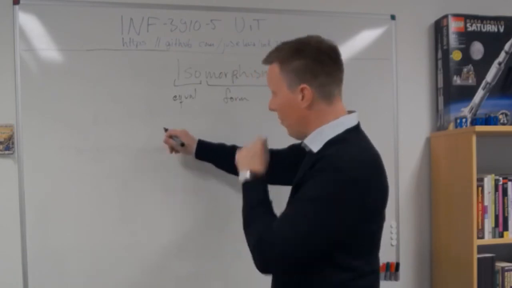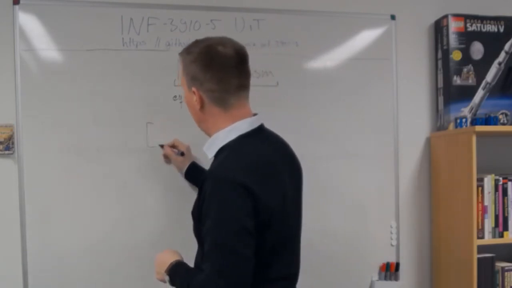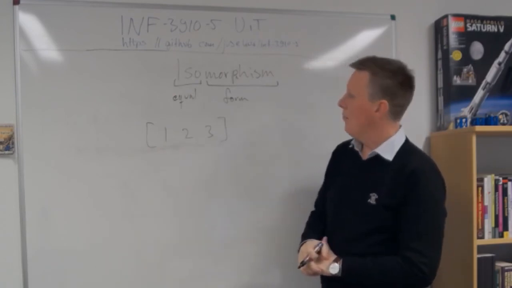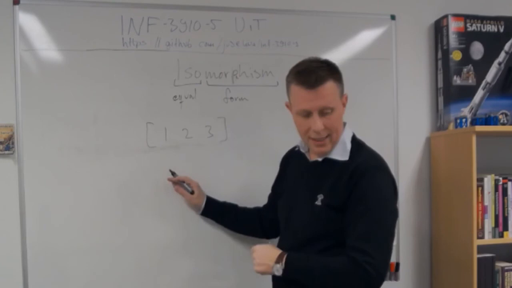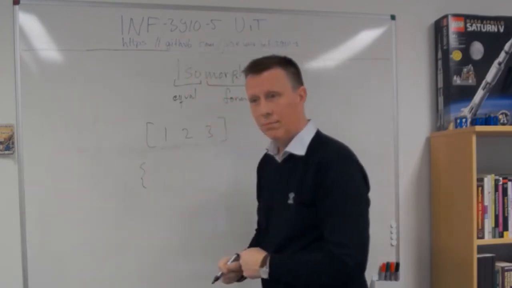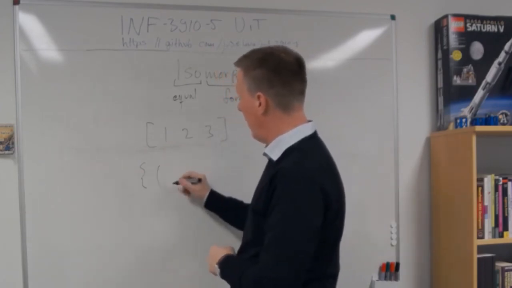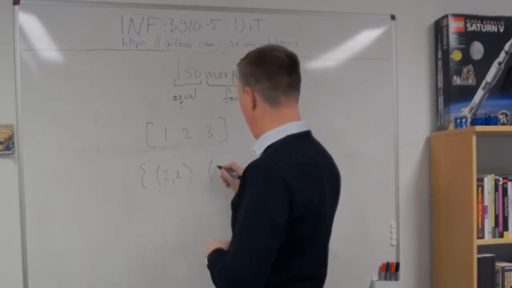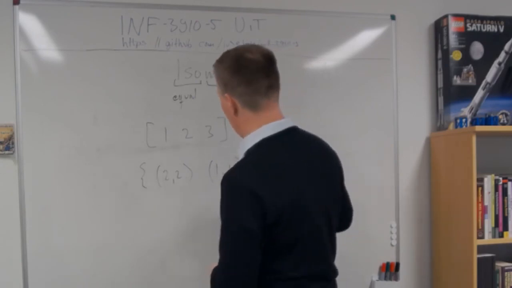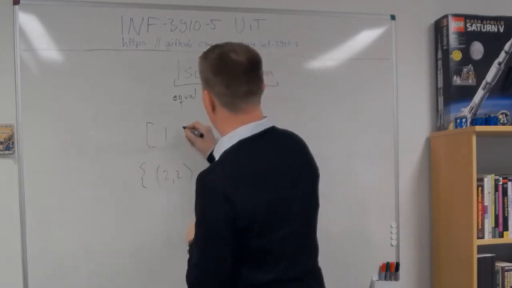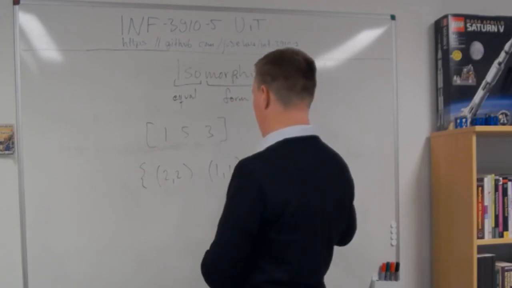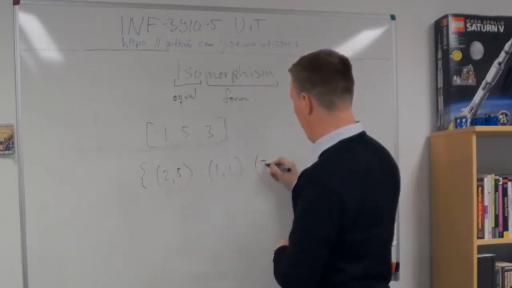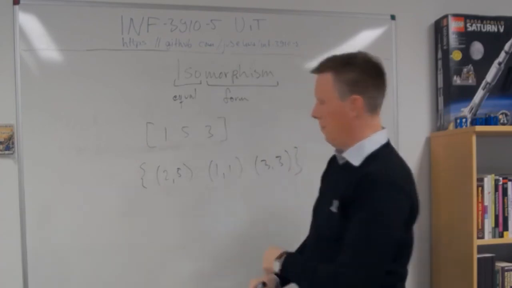And as an example of an isomorphism, we can take this example. Take a list of 1, 5, 3. I can write it like this, but I could also write this as a set of tuples. Then I can say 2, 5, 1, 1, and 3, 3, in this form.